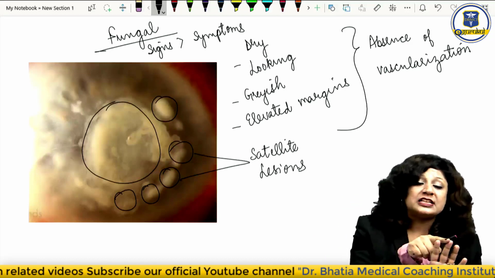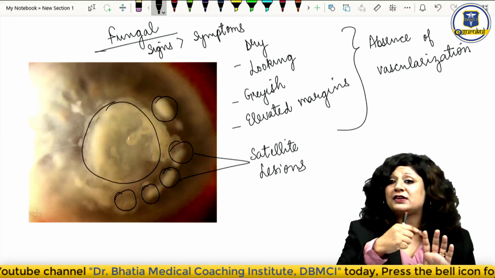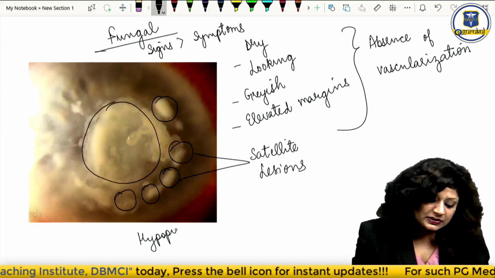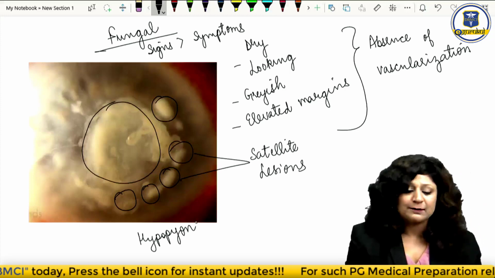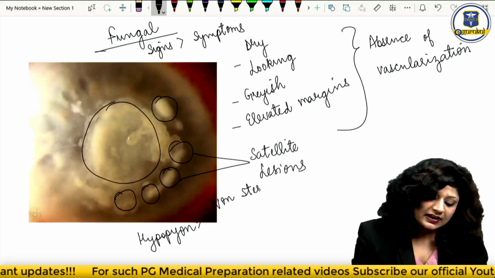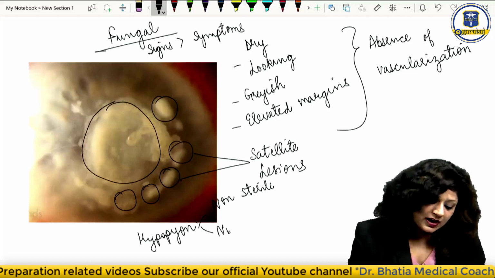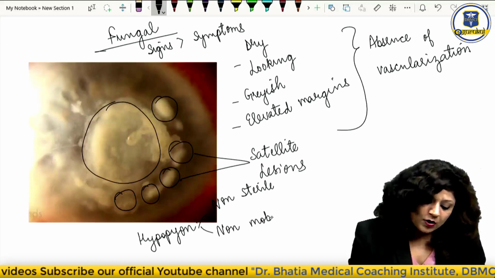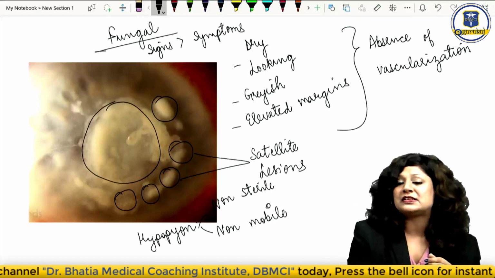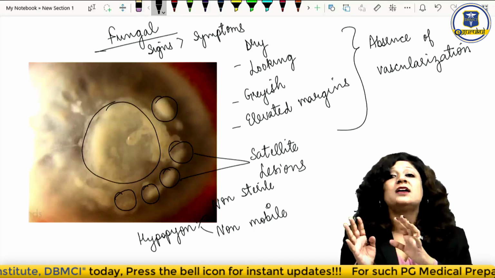Now, because these hyphae can penetrate the hypopyon, they can penetrate the exudates. So the hypopyon that you get in cases of fungal corneal ulcers is non-sterile. It is not sterile, and also it is non-mobile. Non-sterile and non-mobile hypopyons are present in cases of fungal corneal ulcer, which is very different from the bacterial corneal ulcer.